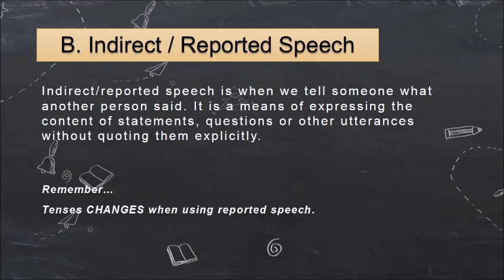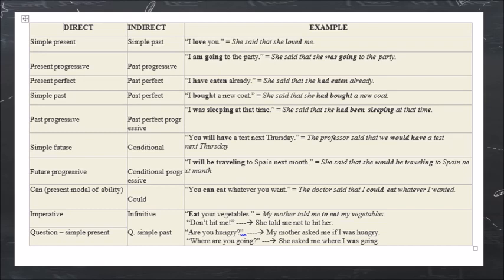Okay, now we go to lesson B, indirect or reported speech. Indirect or reported speech is when we tell someone what another person said. It is a means of expressing the content of statements, questions, or other utterances without quoting them explicitly. Remember, tenses change when using reported speech. Here are some examples of indirect speech. This is the changing from direct speech into indirect speech.